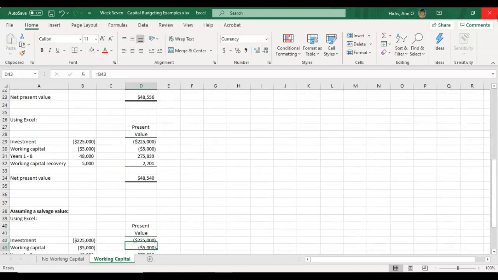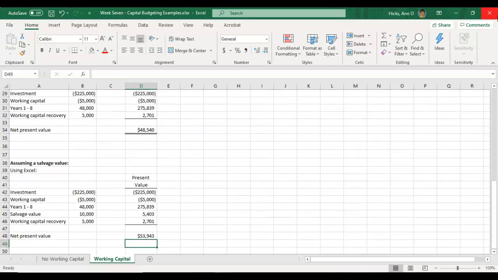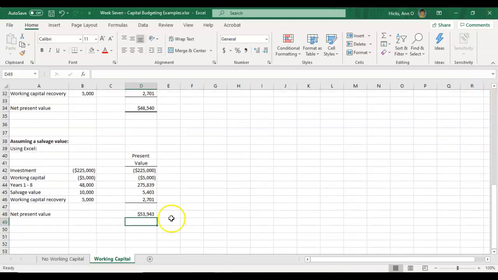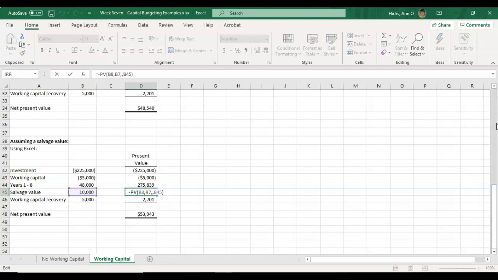And then one last switch in the scenario, and that is we can also assume a salvage value. And so all I've done in this last example is taken everything we did before with the working capital, but now assumed that we're going to have a $10,000 salvage value at the end of the 8-year period. In other words, when we're through with this piece of equipment, we'll be able to sell it for $10,000. All we're doing there is we're going to calculate its present value similarly to the working capital recovery. It's a one lump sum.